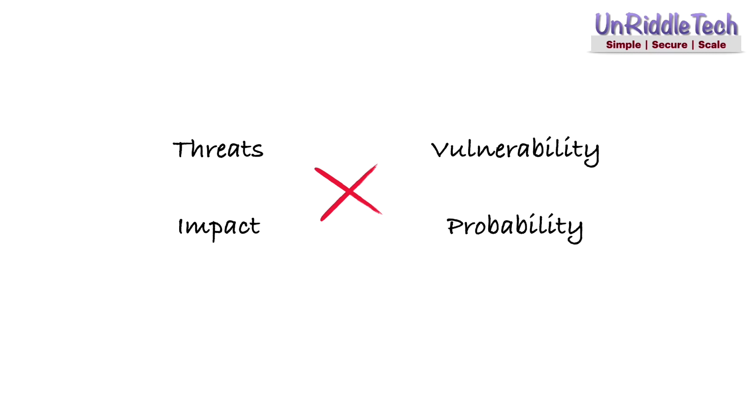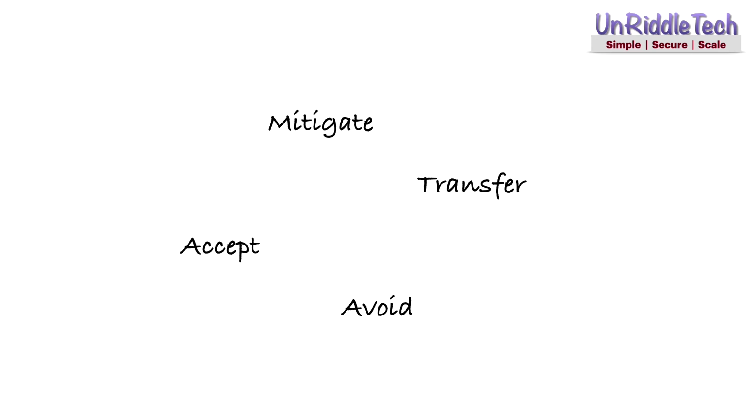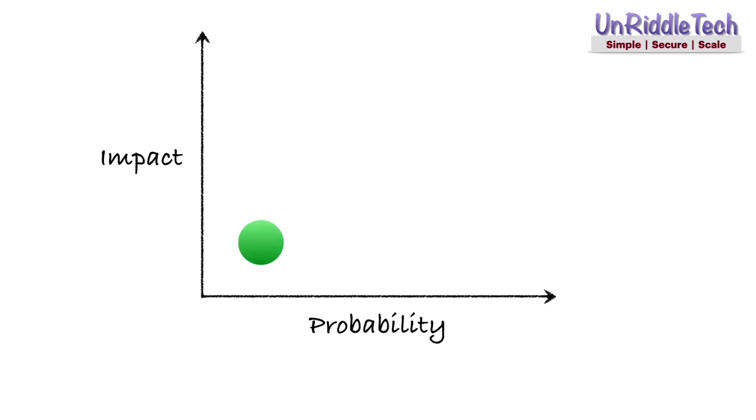Now, let us see what are the different ways to treat risk. A risk can be mitigated, avoided, transferred, or even accepted based on business need. You may accept the risk if both probability and impact are low. You may also consider fixing it if the cost of fixing is low.